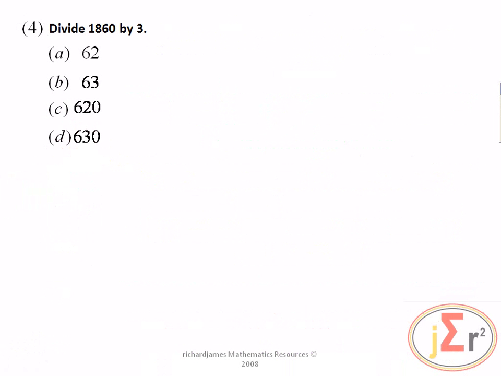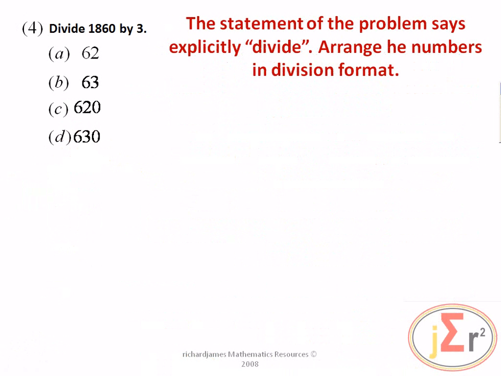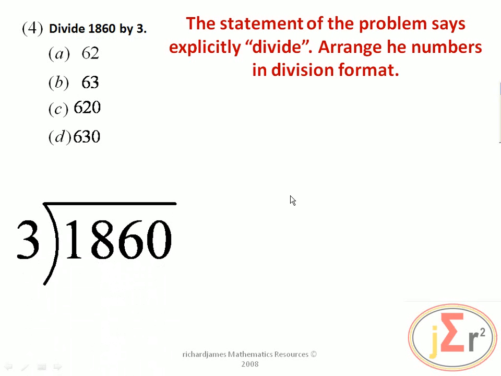Here we have another division problem. The statement of the problem says explicitly divide. So we have right here in the statement of the problem telling us to divide. So we will divide 1860 by 3. So we will arrange again our numbers with the division format.